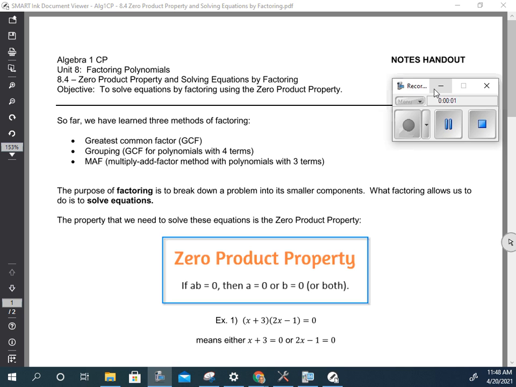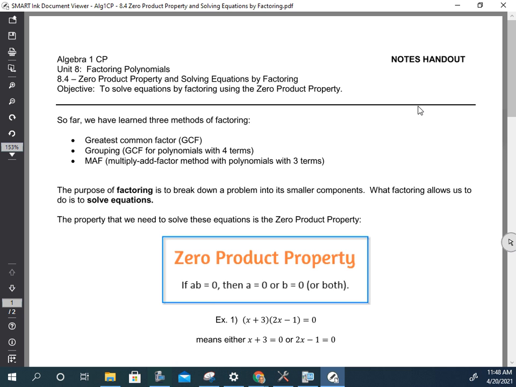All right, so let's go ahead and do section 8.4. So far we have learned three different methods of factoring. There's greatest common factor, grouping, and MAF.